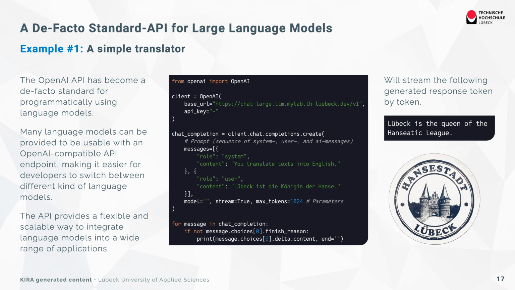The OpenAI API is a kind of de facto standard for programmatically using language models, allowing developers to easily switch between models with a compatible API endpoint, providing a flexible and scalable way to integrate models into various applications. The code example shows how to use the OpenAI API to translate a text into English. Let us assume we want to translate the German sentence, Lübeck ist die Königin der Hanse, into English. This can be done using a prompt template. Our prompt template consists of a system and a user message.